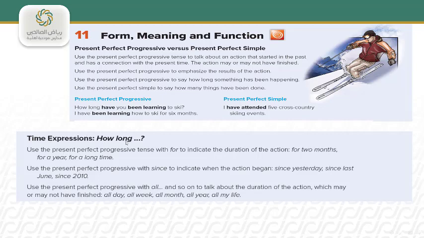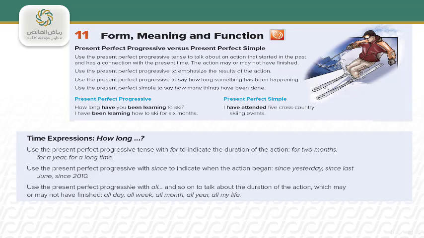Time expressions: how long? Use the present perfect progressive with for to indicate the duration of the action, for example for 2 months, for a year, for a long time. It is a period of time. Use the present perfect progressive with since to indicate when the action began, the start or beginning of the action: since yesterday, since last June, since 2010.